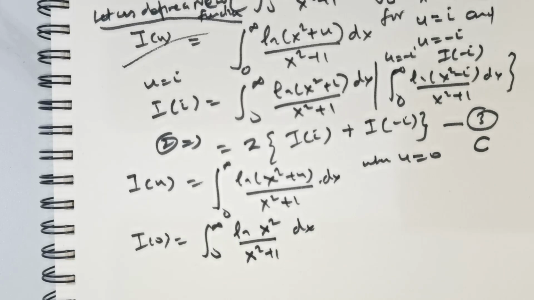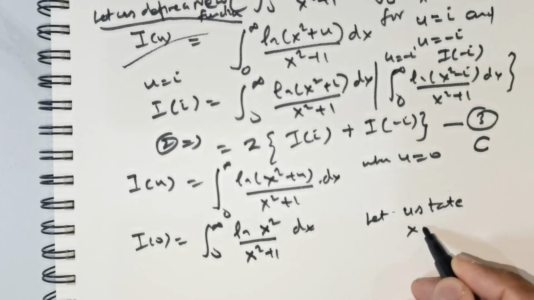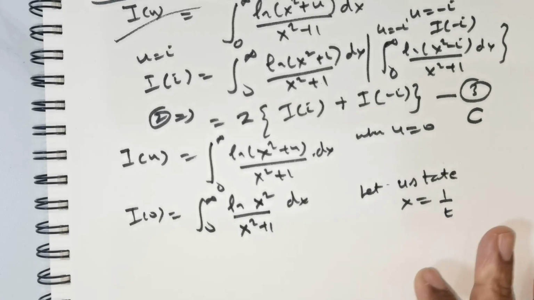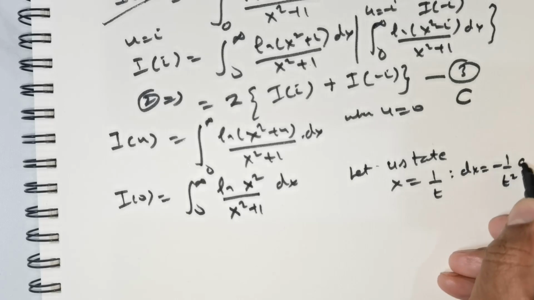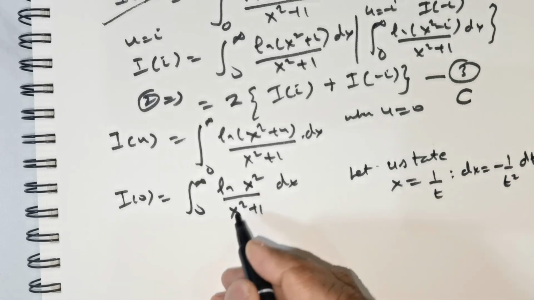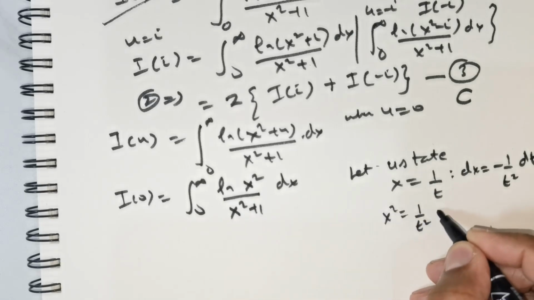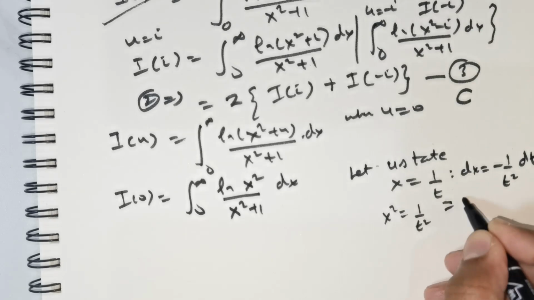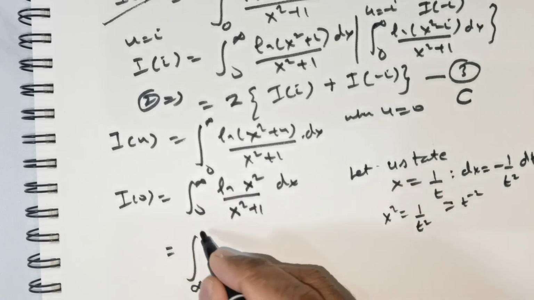Now the question is, we need to obtain the integral value. What exactly is this? Let us take x to be equal to 1 over t. So if I take x equal to 1 over t, therefore dx is equal to negative 1 over t² times dt, right? So ln of x² is going to be, x² is 1 over t². I can rewrite this as t raised to the power of negative 2, and then I will make the substitution there. When x is equal to 0, t is equal to infinity. When x is equal to infinity, t is equal to 0.